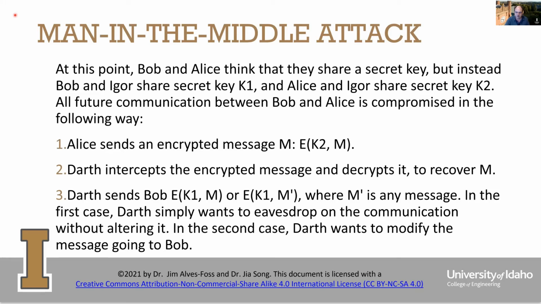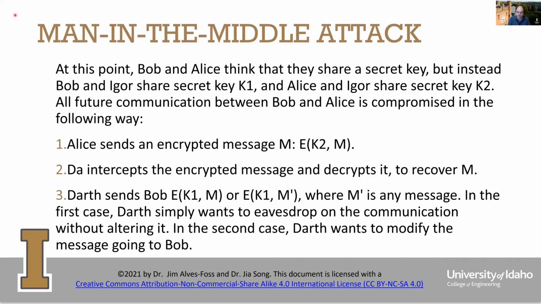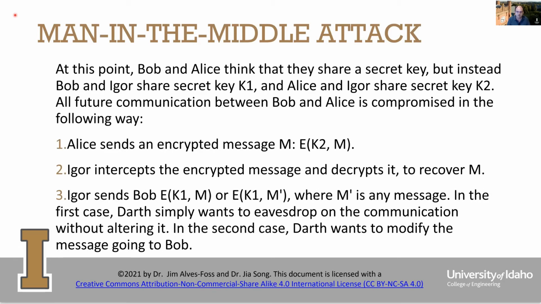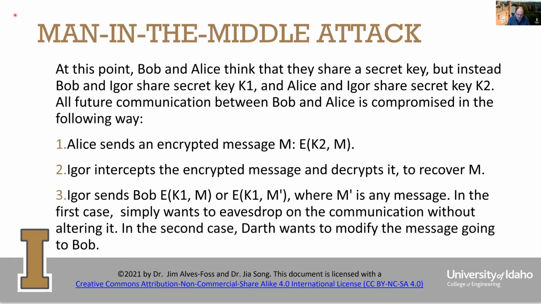Alice could send an encrypted message. So I'm encrypting with the key K2 that Alice had, but Igor intercepts the message and decrypts it to recover the original. Igor then encrypts it with the key to send to Bob. In the first case, Igor may simply want to eavesdrop.